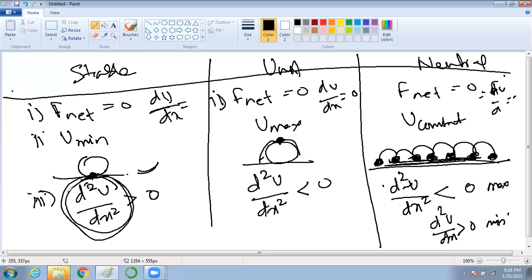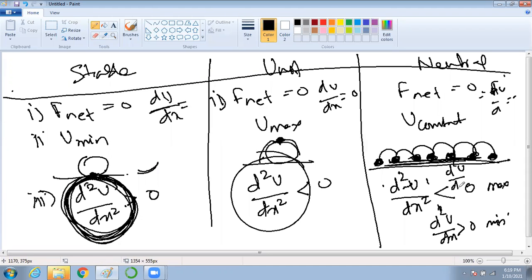So what do you mean by this, d square u? What is this? Siddhi, do you know or not? You have not taken maths. So if I combine these two, I will say it is equal to 0. Just tell d square u by dx square is 0.